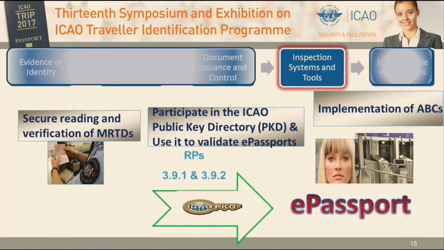Let us move now to the fourth element, inspection systems and tools. There is a need to ensure secure reading and verification of the machine-readable travel document, to participate in the ICAO Public Key Directory, and my colleague Christiane DerMarkar will give you more information on that, and the recommendation to implement automated border controls.